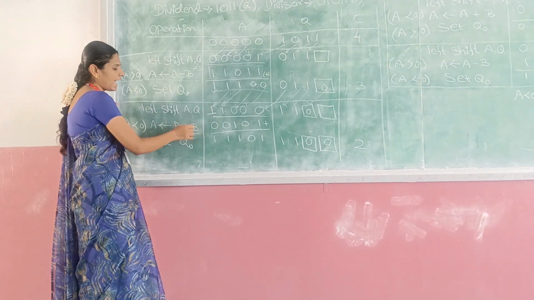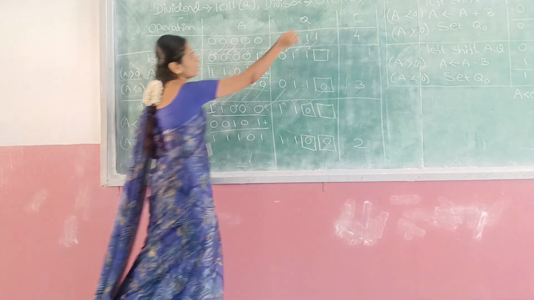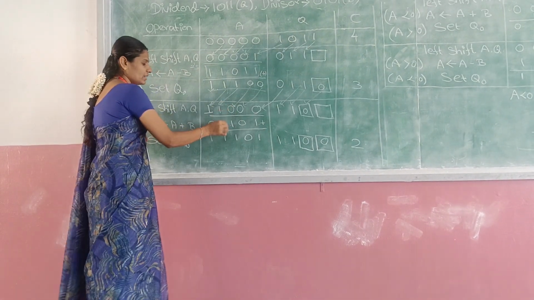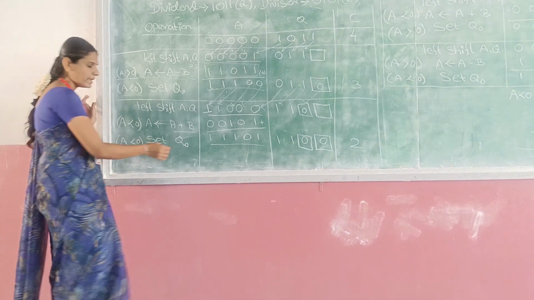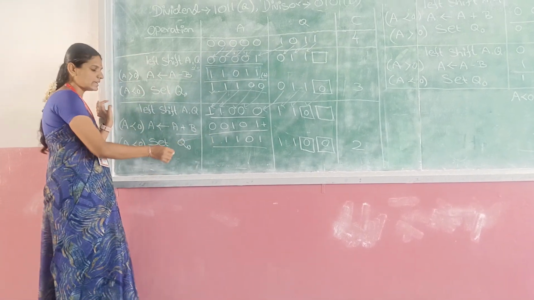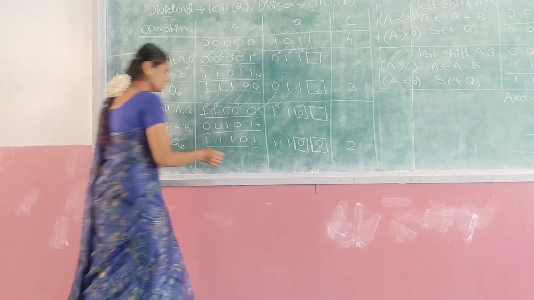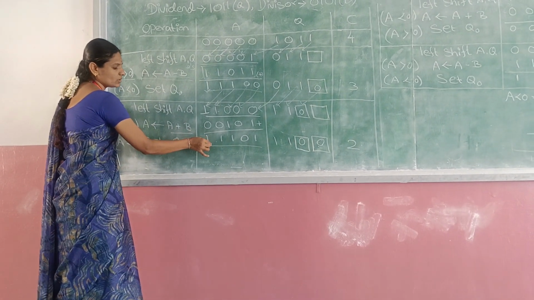So we have to add, this is the A value and this is the B value which is initially given, and we add these values and get our new A value. Now based on this A value, we have to set our Q0 value. See, this is the sign bit. So sign bit is 1.